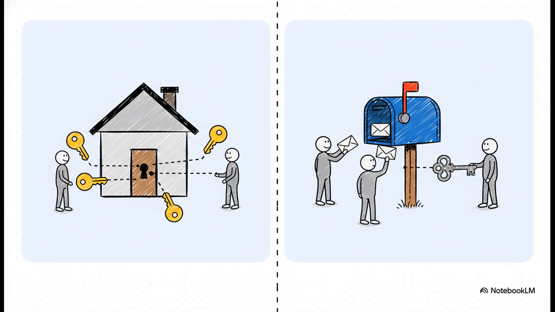It's fast, it's simple. But on the other side, you have asymmetric cryptography. This is more like a mailbox. Anyone can drop a letter into the public slot, that's your public key, but only you have the private key to actually open the box and read the mail. The big problem with the house key method is how do you safely get everyone a copy of that key to begin with? The mailbox method solves that problem beautifully. And that's the tech that powers that little padlock icon you see in your web browser every day.